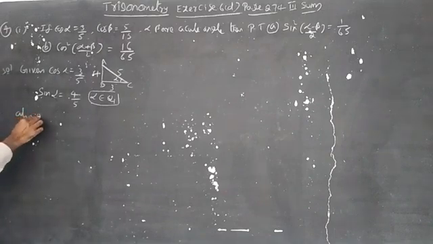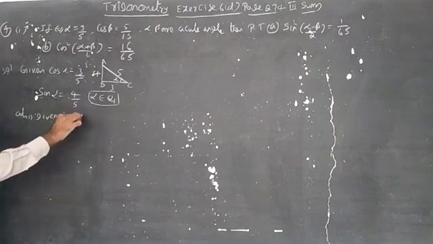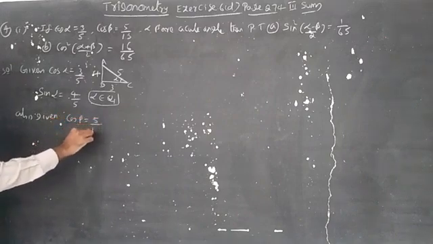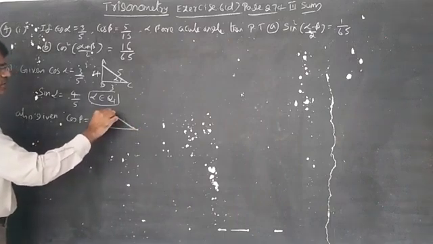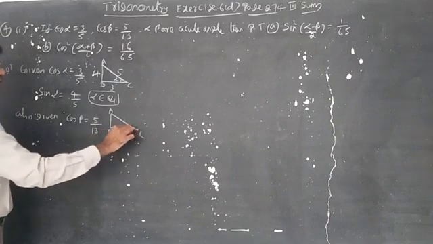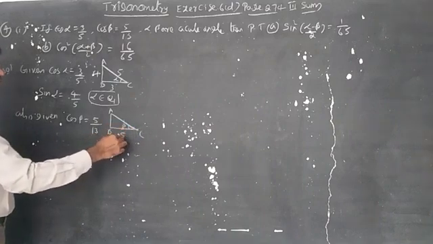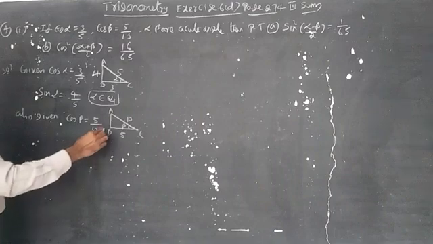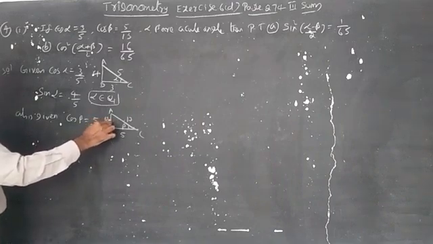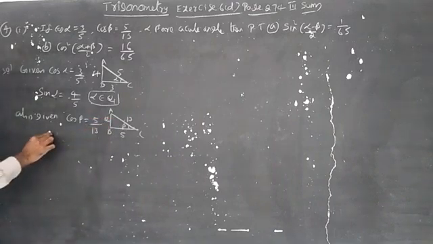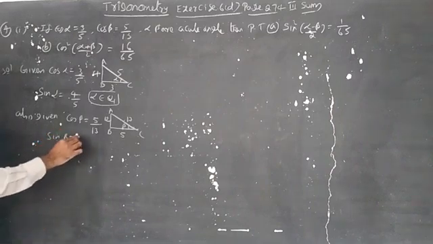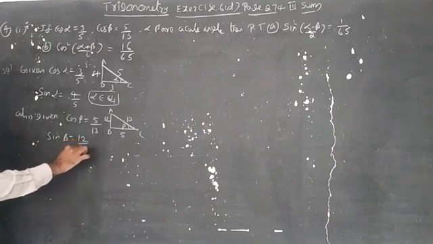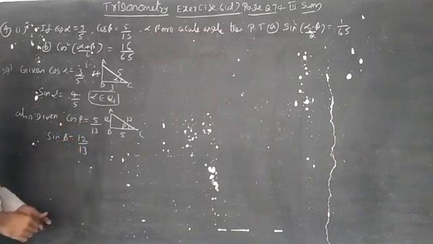Also given, not only cos alpha but also cos beta, he has given as 5 by 13. Cos beta is equal to 5 by 13. Draw a right angle triangle like this. Put here ABC, put here beta. Cos beta means adjacent side by hypotenuse. According to Pythagoras theorem, we can write here AB is equal to 12. Using this, write here sin beta is equal to 12 by 13. Of course, beta belongs to Q1.